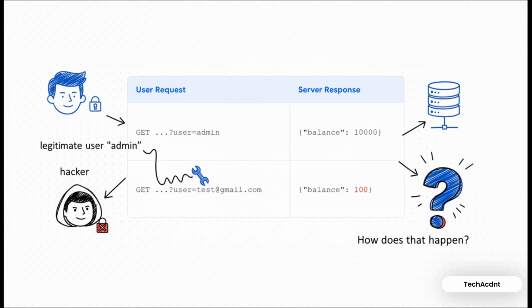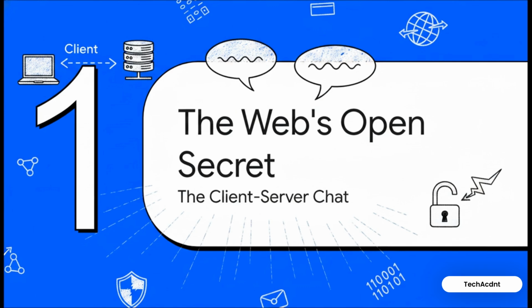You see the normal user, admin, makes a request and, yep, gets their correct balance back. But then a hacker sends a nearly identical request. The only thing they change is that username, swapping admin for someone else's email. And boom, just like that, the server coughs up the private balance for a completely different person. The question is, why? Well, to understand the trick, you first have to understand the web's biggest open secret.